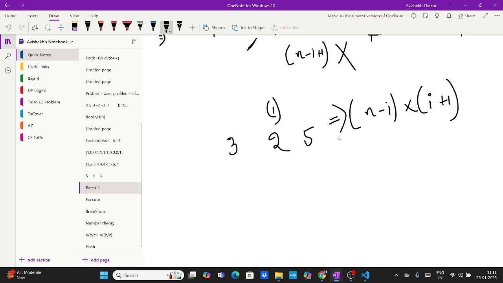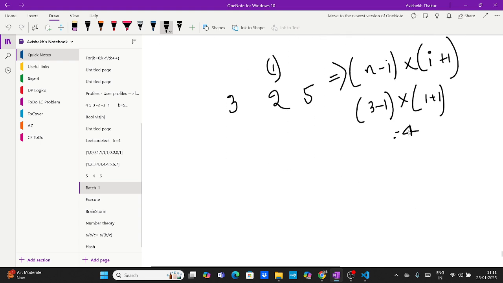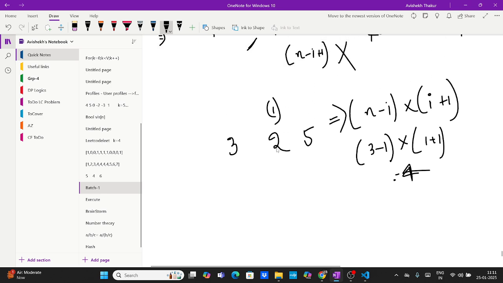Is this formula valid? Put the values. N is 3, so 3 minus 1 into 1 plus 1, which is nothing but 4. 2 into 2 is 4. So can I say 2 has appeared 4 times? Yes, this formula is working, right? Remember this: the contribution of each element in all the subarrays is nothing but this formula.